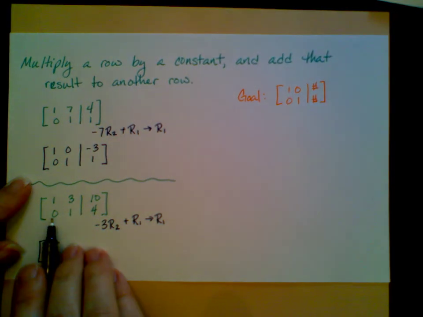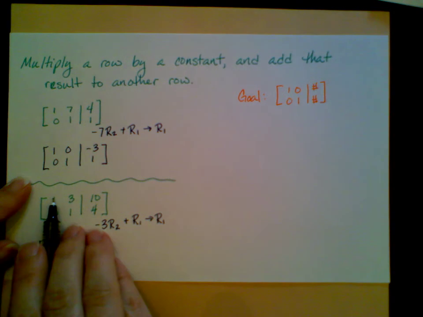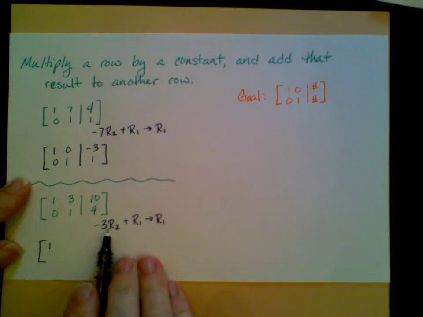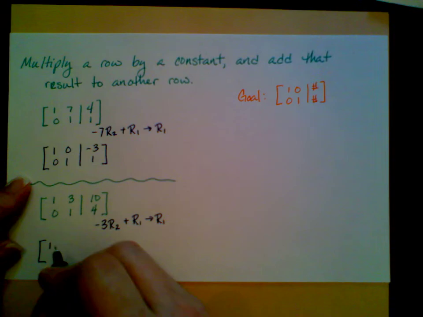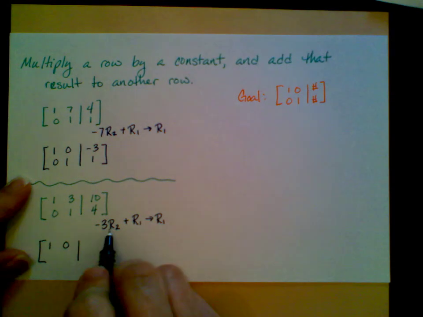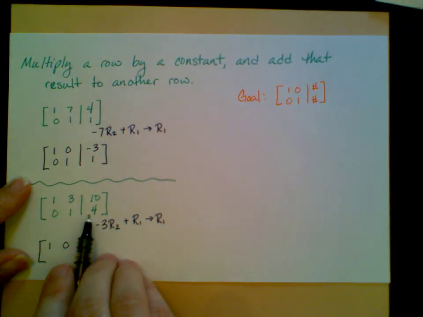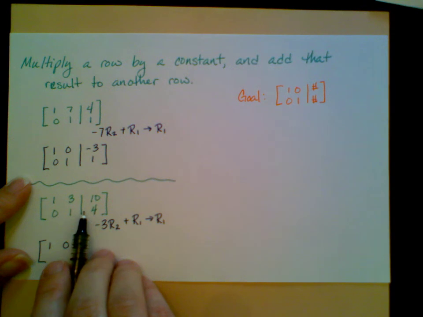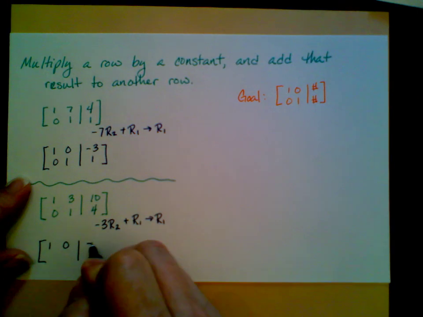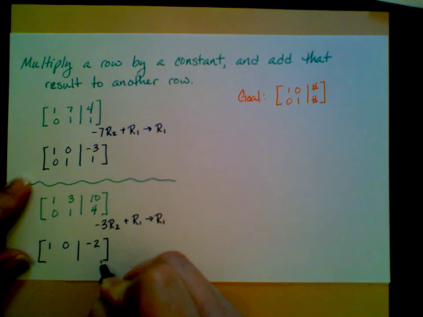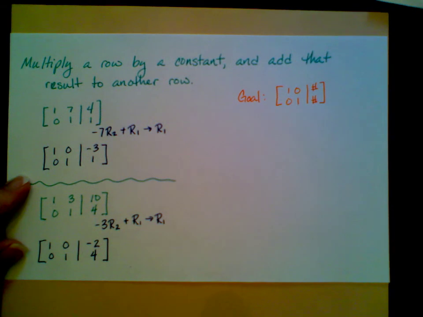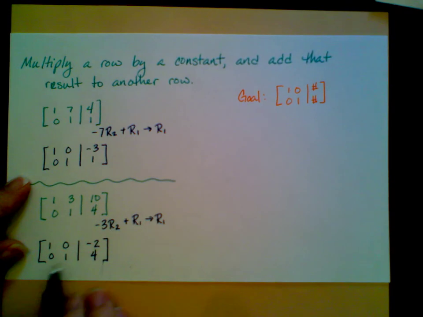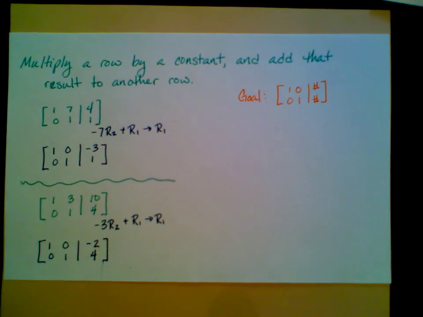So negative 3 times 0 is 0, plus 1 is 1. Negative 3 times 1 is negative 3, plus 3 is 0. Negative 3 times 4 is negative 12, and negative 12 plus 10 is negative 2. Then I recopy my second row because that hasn't changed, and there is my system. So now let's look at why that works.